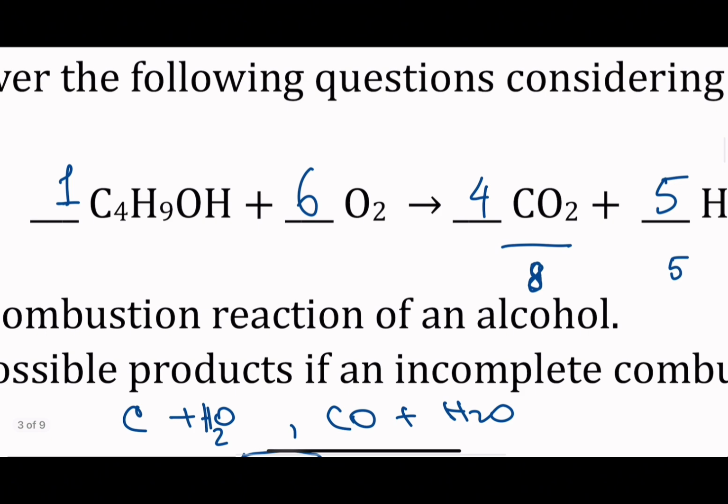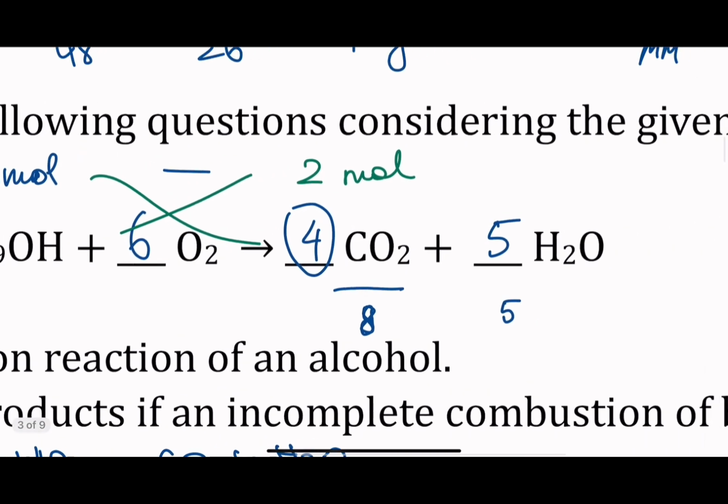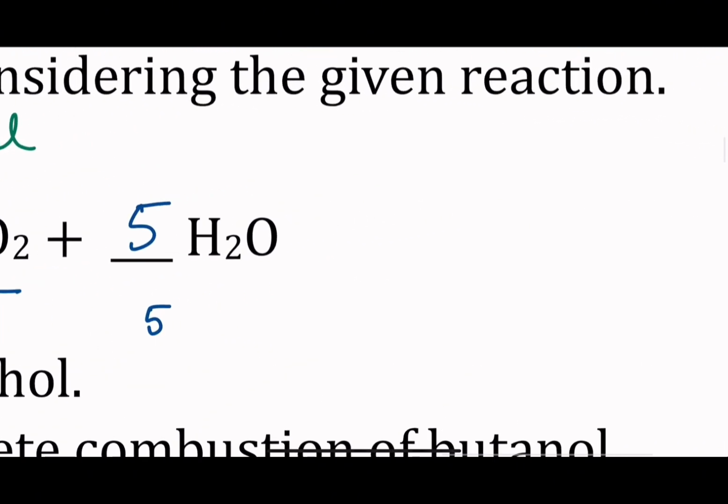Now in here I have 1 mole given 4 moles of CO2. I've got 0.5 mole, and if you do the ratio, you will get 2 moles in here. If you do like that, so 2 moles of CO2, you know the molar mass of CO2 is going to be 44 gram per mole.